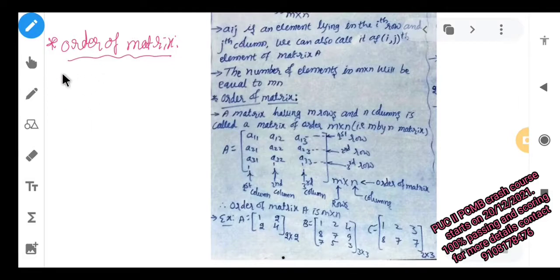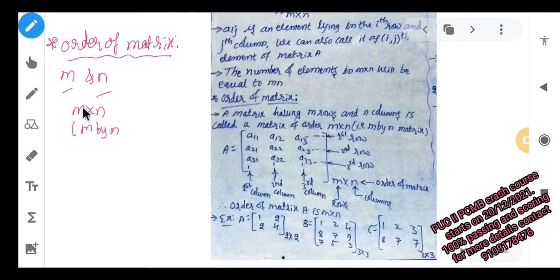Whatever matrix you consider, if there are m rows and n columns in a matrix, then the order of that matrix is m by n. How should we read it? m by n.